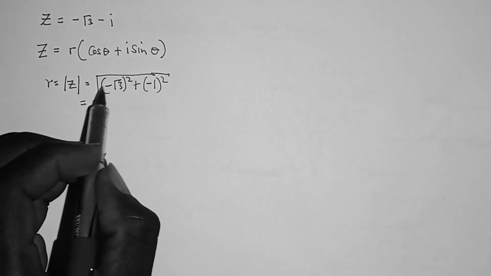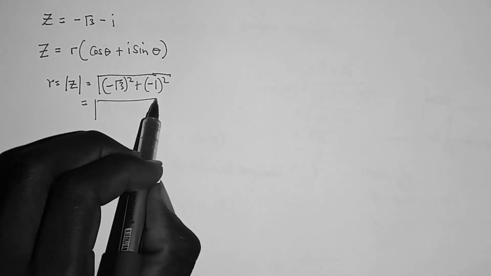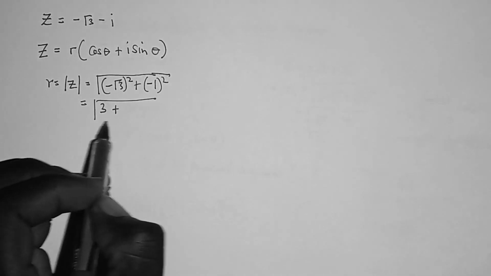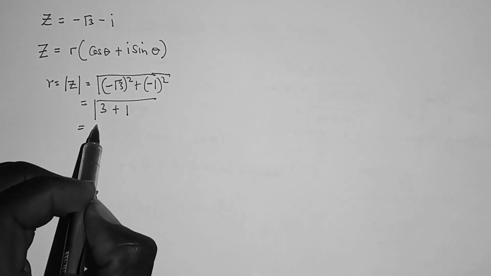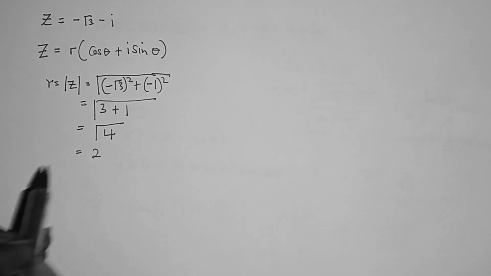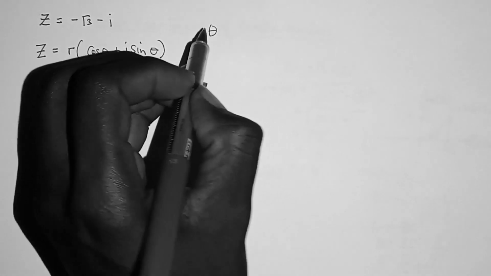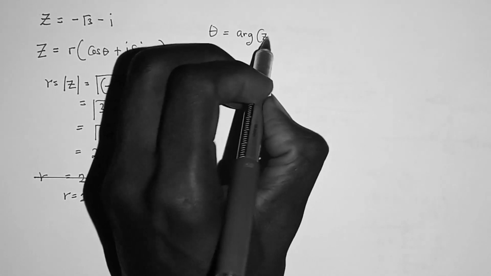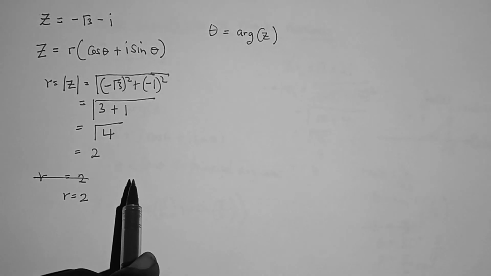Minus root 3 squared is 3, then plus minus 1 squared is 1. So this is equal to the square root of 4, and the square root of 4 is 2. Therefore r is equal to 2. So we have found r. The next thing is to find theta. Remember that we said that theta is the argument of z. And so what is the argument of z?